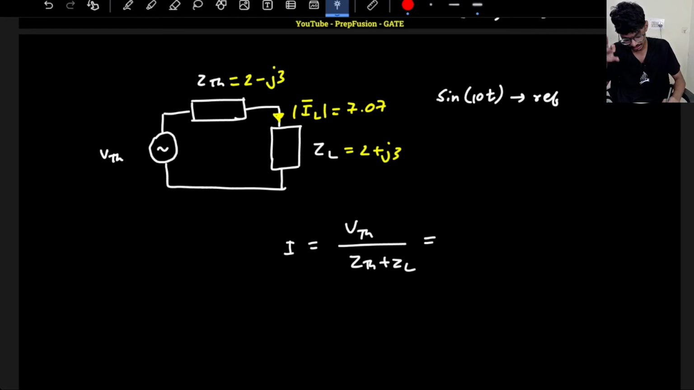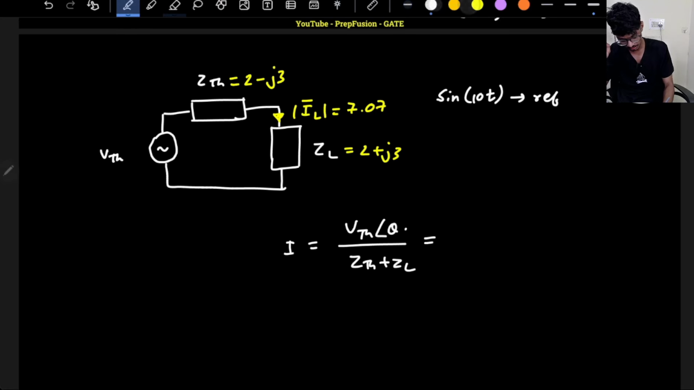So here I was explaining we will not require the phase. I will discuss why. Let's assume that VTH has some angle theta TH. What will be the angle of I? Angle of I also will be theta TH only, because this is totally real, right? So this will be VTH angle theta TH divided by ZTH plus ZL, that is 4. This is a real quantity, so it will not change the phase angle.